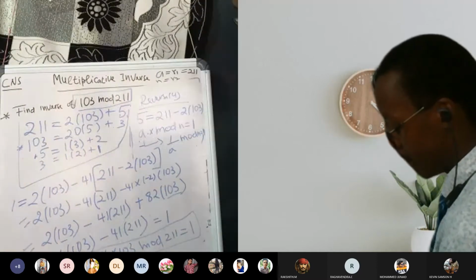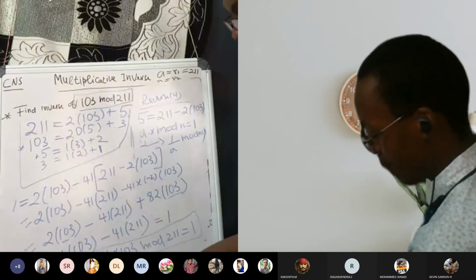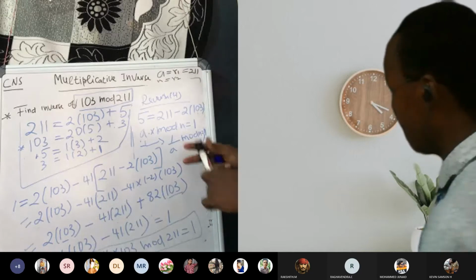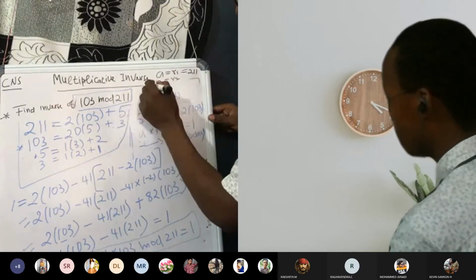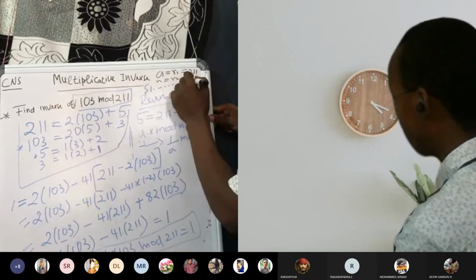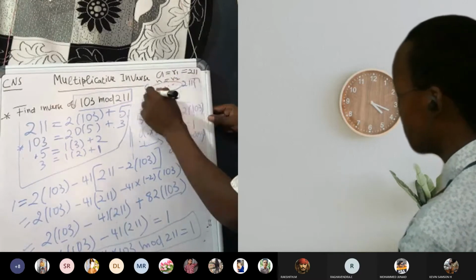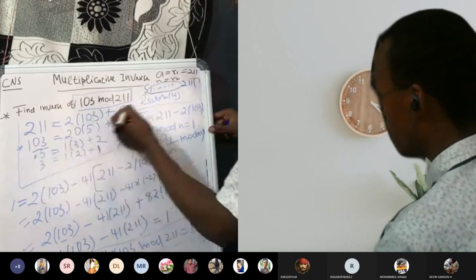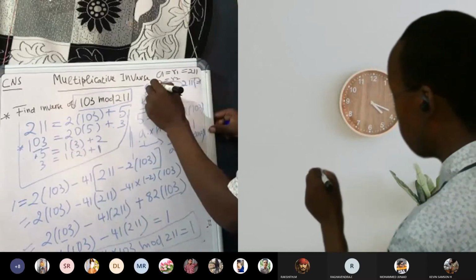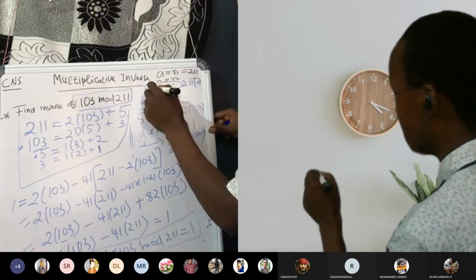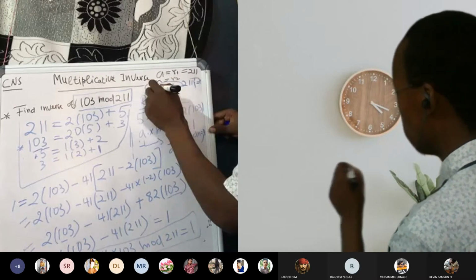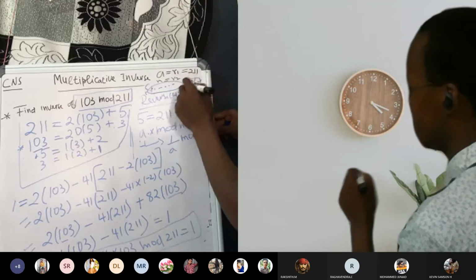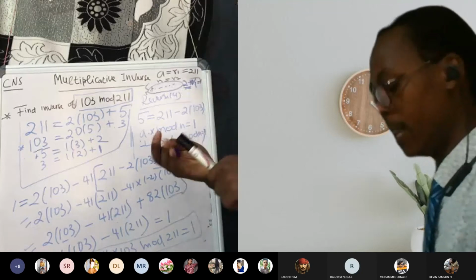If you find this as an inverse, please let me know, because somewhere we may make a mistake and find this one. But nevertheless, we want to find any inverse from 1 till 210, any number which we can multiply by 103 and get the remainder equal to 1. It is greater or equal to 1 and less than 211. So we can find an inverse.